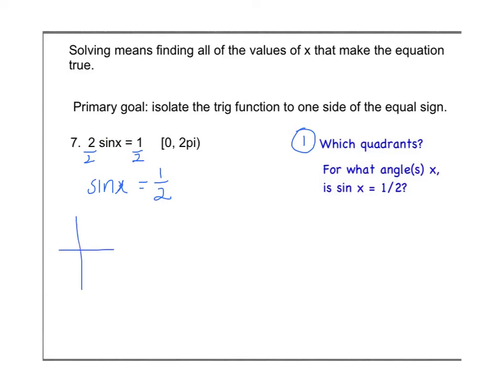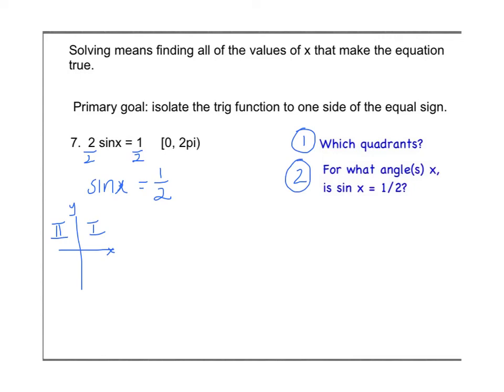So I'll put the little quadrants up here. I know that sine is y, so this is x, this is y. Sine is positive in the first and second quadrant. So I'm going to have 2 answers from the unit circle, 2 answers for x. All right, so that's my second question. The second question is, for what angles x is sine x equal to 1/2?